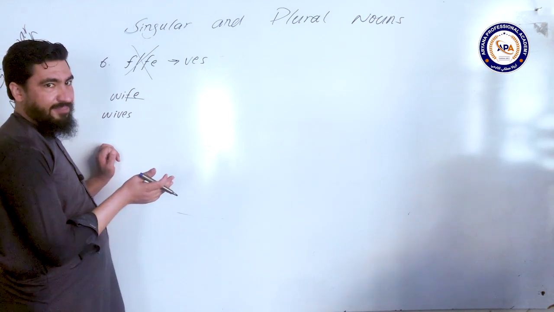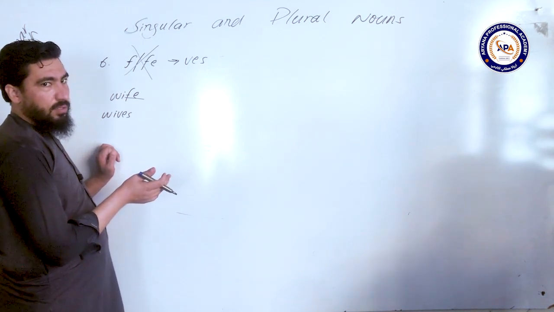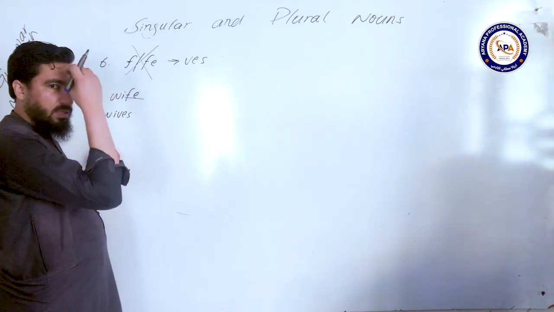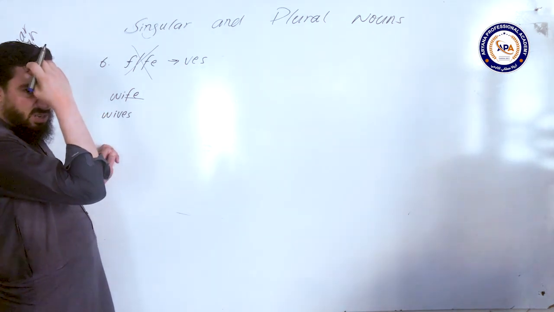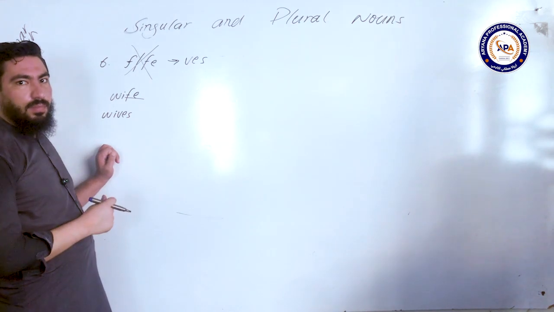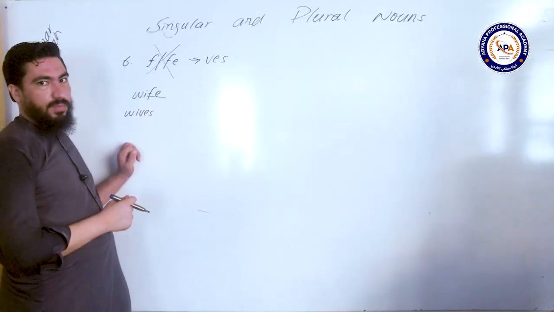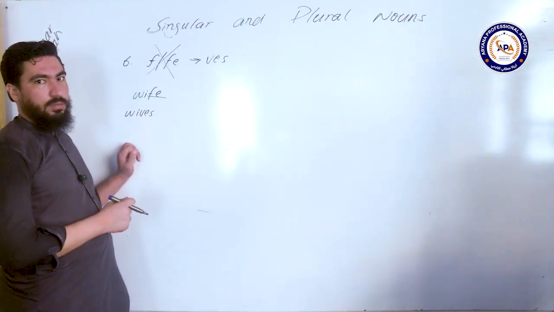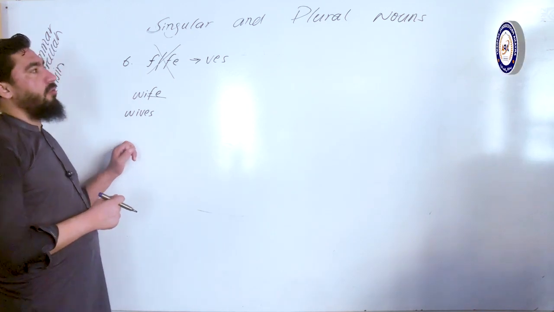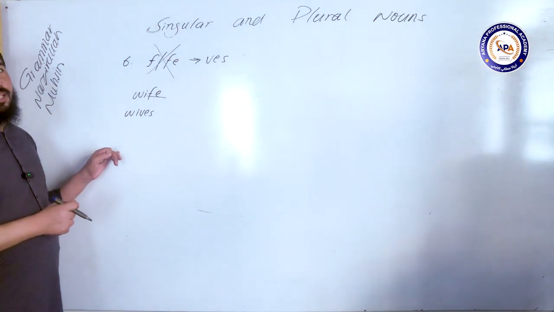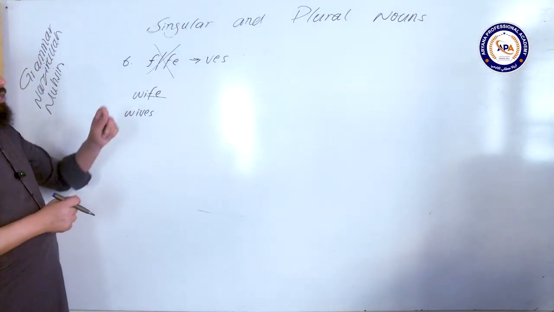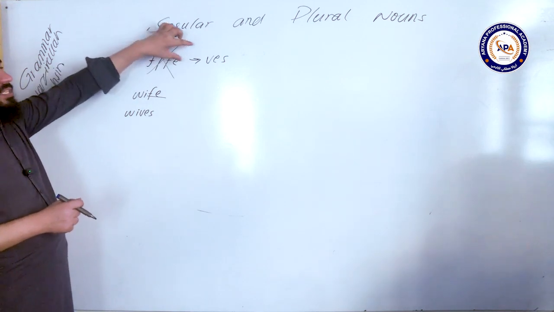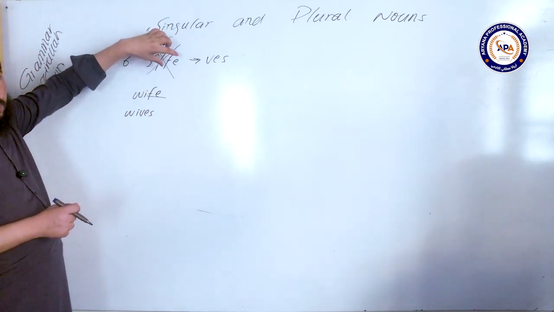Sometimes F or FE comes at the end of the word. In that case we can use VES. The singular form takes only S in verb form, not in nouns, right? In nouns, we can add S, ES, and VES. And here we also have some exceptions.